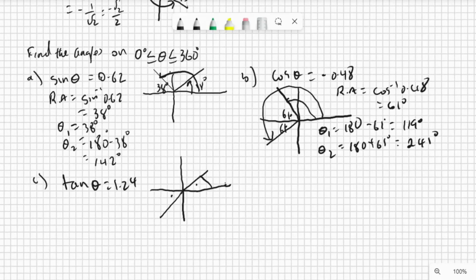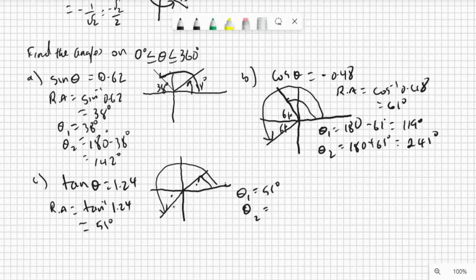So these are my acute angles. I have to find my acute angles. This is my first angle, this is my second angle. The acute angle is already positive, therefore there's no problem. Related angle will be tan minus 1 of 1.24, which is 51 degrees. My first angle is in the first quadrant, therefore it is 51 degrees. My second angle is in the third quadrant, which is 180 plus 51 degrees, which is 231 degrees.